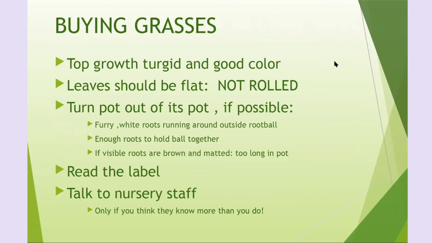If you buy a grass, do not buy a grass that has rolled leaves, because that means they've been stressed. You need them to be turgid and have a good color. And if you can, and it's not too big, you're not buying a huge specimen, get it out of the pot and look at the roots. Good roots look a little furry, a little white, just enough roots to hold that soil ball together. If the visible roots are brown and matted, it's been too long in the pot, don't buy it.